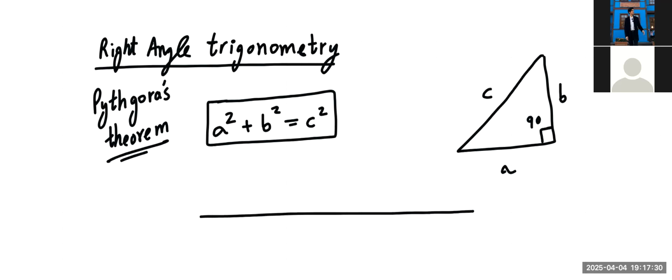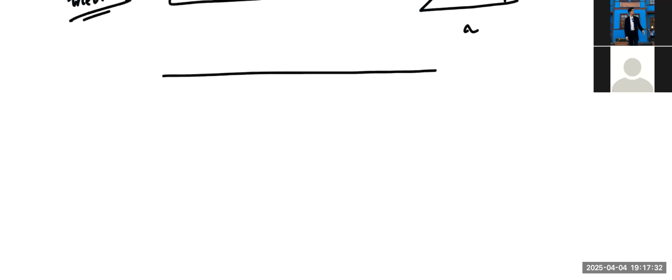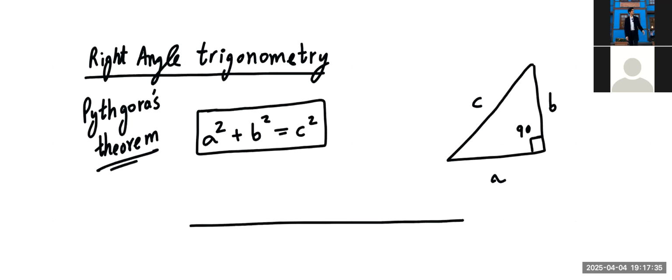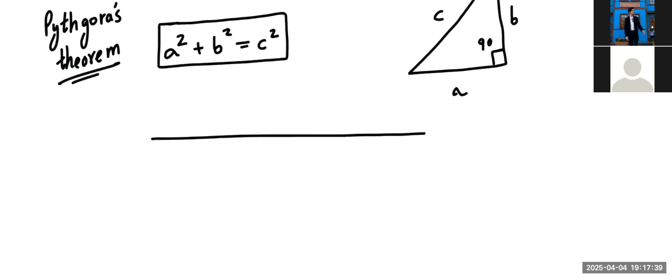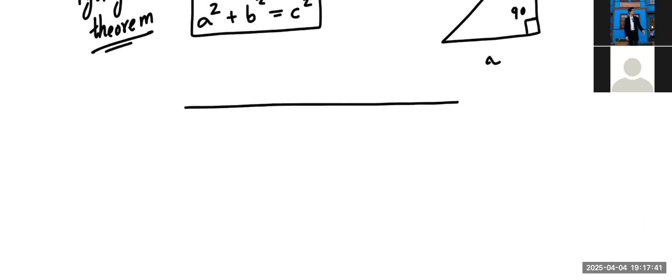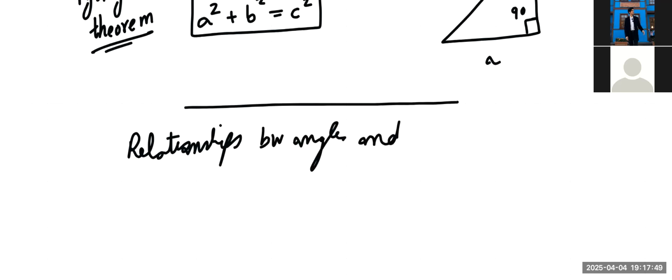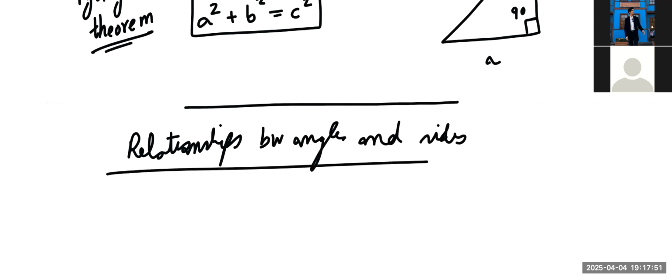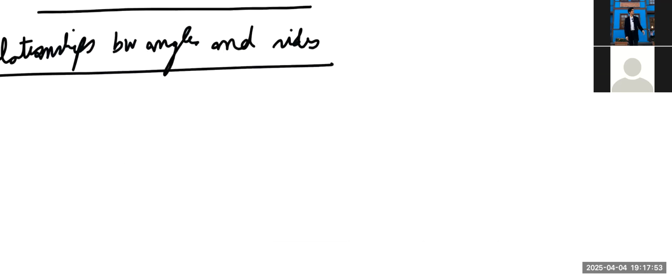Okay. So the Pythagoras theorem is only about the relationship between sides of triangles, specifically sides of right angle triangles. So now we need to talk about relationships between angles and sides. Basically, imagine that you have a right angle triangle and let's say that this is an angle that you know of. For example, this is 30 degrees.